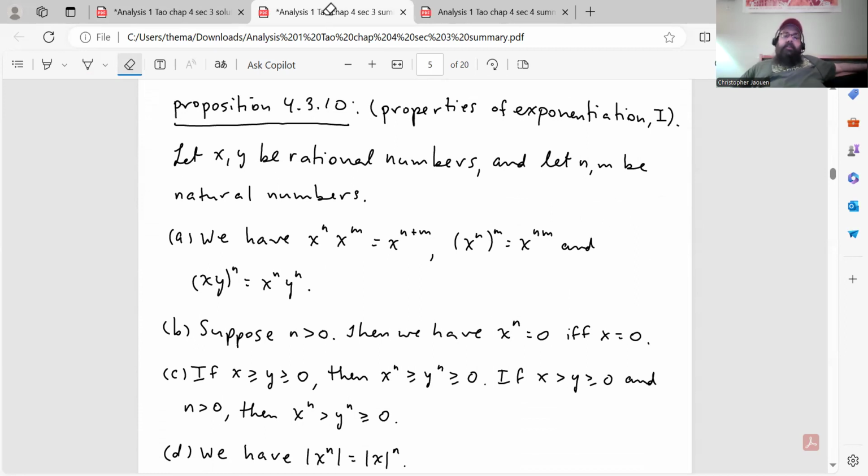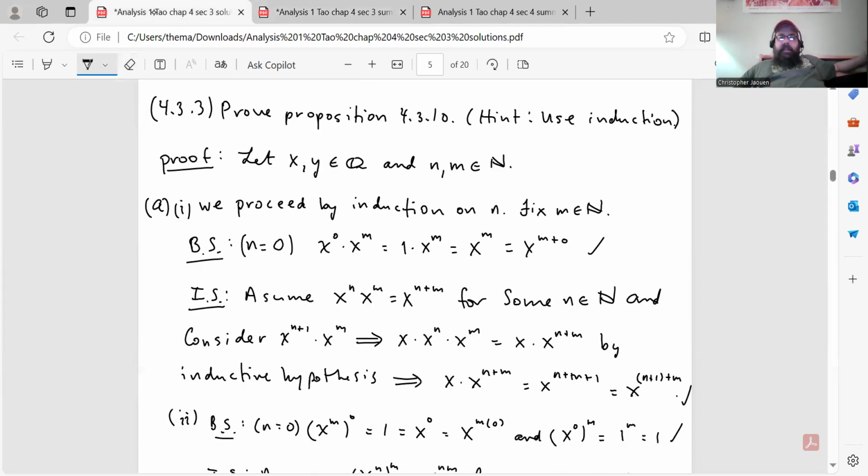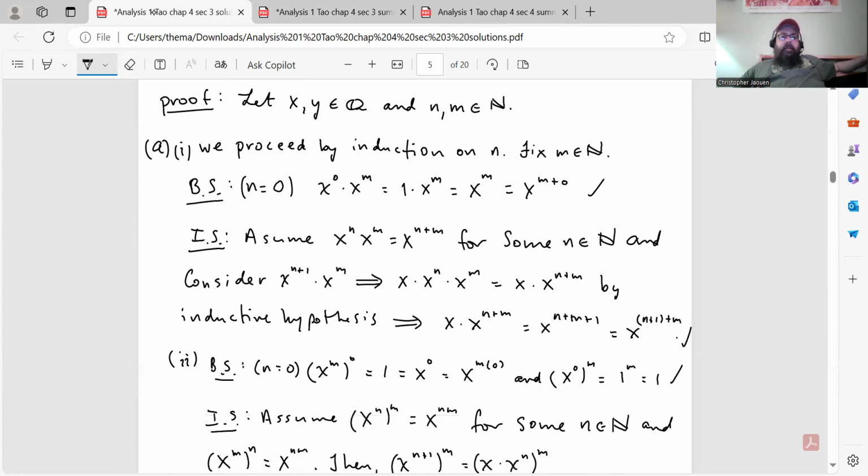Let x, y be rational numbers, and let n, m be natural numbers. Part A says we have x to the n times x to the m is equal to x to the n plus m. X to the n to the m is x to the nm, and xy to the n is x to the n times y to the n. The usual properties of exponents. Here we're assuming that the exponents are natural numbers, though, so we can use induction. So for part A, proceed by induction on n. I'm going to fix a natural number m, so the power m will be a fixed power.